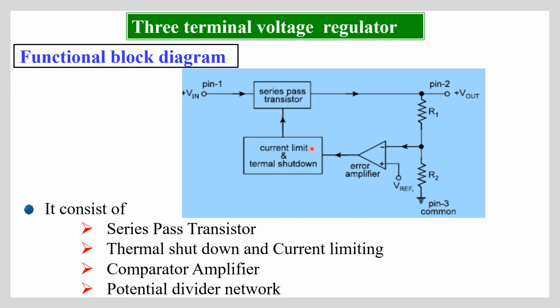Now, the thermal shutdown and the current limiting circuit do not allow damage to the IC, because very high current is flowing. The thermal shutdown circuit is used to make the IC automatically off when the internal temperature of the IC becomes dangerously high, that is above 175 degree Celsius. The current limiting circuit does not allow the load current to increase beyond its rated value.